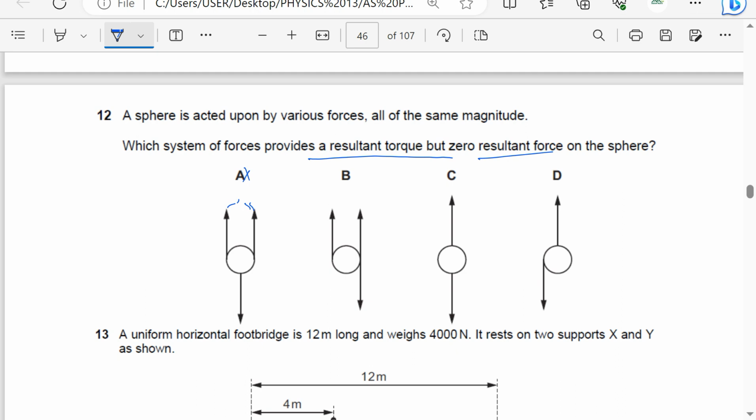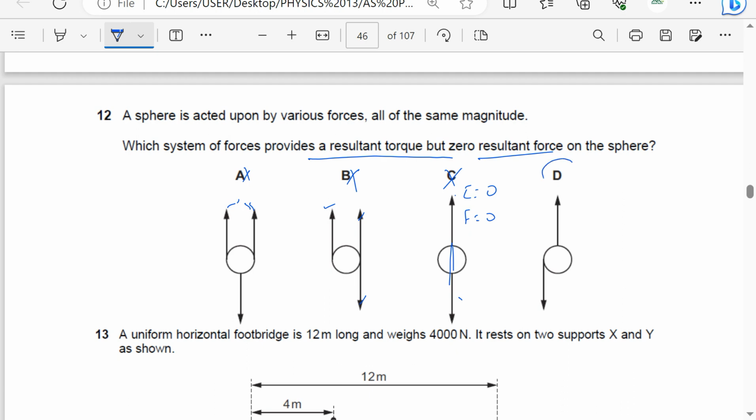Then here, this cancels out. Here there is a resultant force because this can cancel out with this one, but there is this one here. Here there is zero resultant force, but still there is no moment. So moment is zero, resultant force is zero, because these two forces are acting in line, so there is no resultant moment. So this is also out.